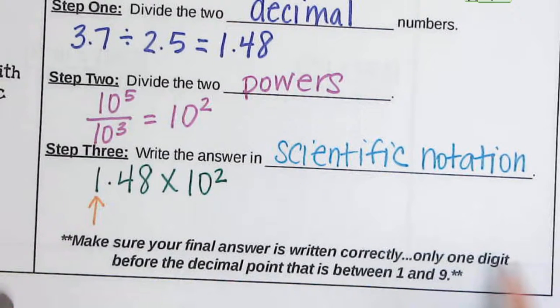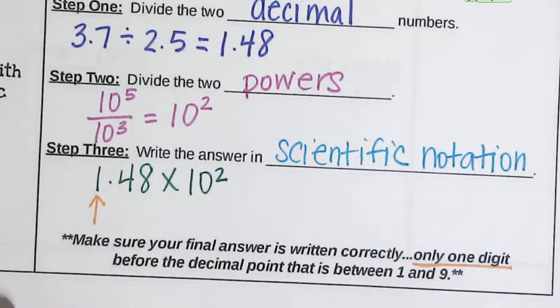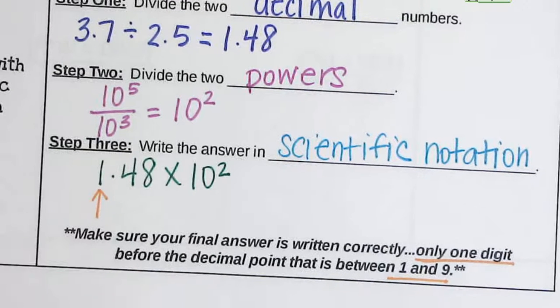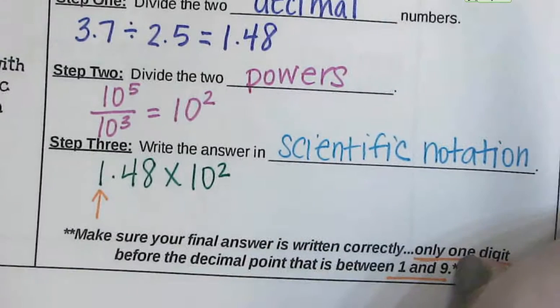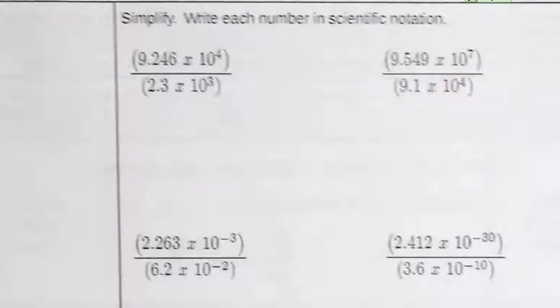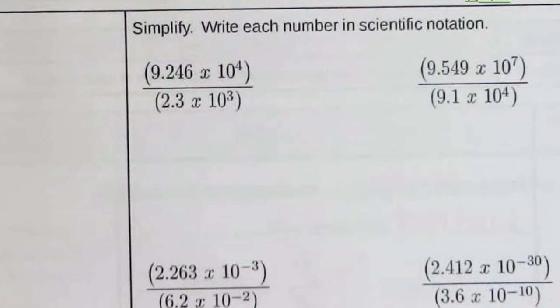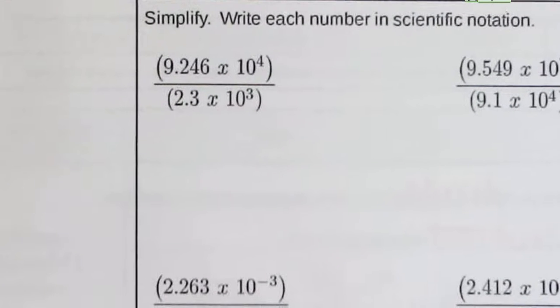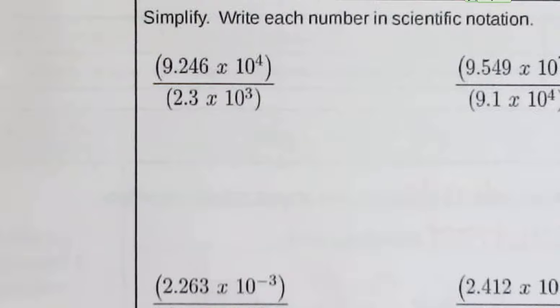All right, so go ahead and flip over to the other side, and let's look at some problems together. Just like we did before, my very first step is going to be to divide my decimal numbers. So that means I'm going to be dividing 9.246 divided by 2.3, which gets me that answer of 4.02.